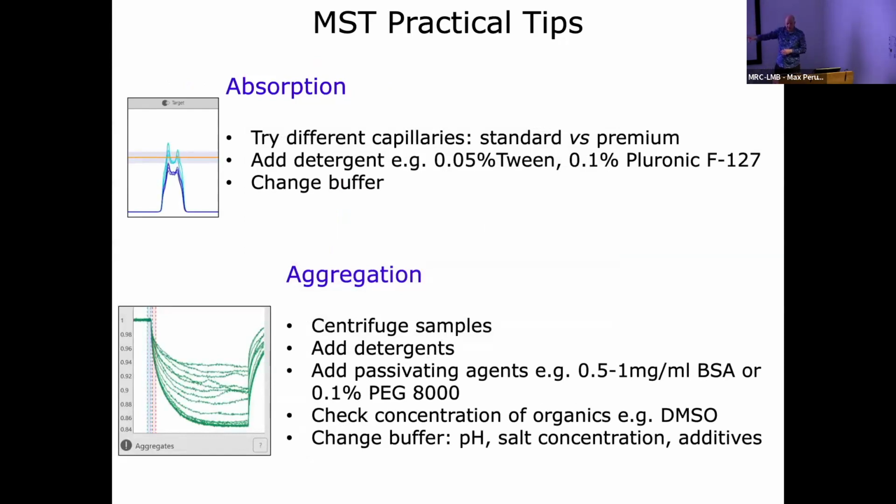And then when you get aggregation, you get these really horrible wiggly rhythm traces. What's happening there is that you've got a big aggregate, and those are just going into the field of view and coming out again. So again, you can try additives, detergents, BSA, PEG. You may then need to get your assay better optimized by changing the pH or salt. And then maybe you could go back to the Prometheus, to see if your protein is actually happy in the buffer that you've chosen, or whether there are different ones.